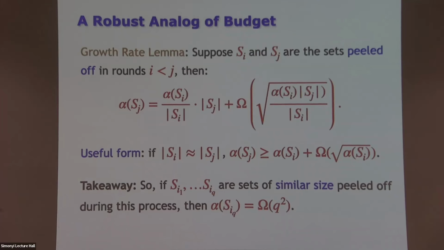Right, so in particular, if we revisit this algorithm from a couple slides ago, and you imagine that you've peeled off sets Si1, Si2, all the way up to Siq, and these are sets of similar sizes, this useful form of the growth rate lemma will tell you that the alpha value of the qth set you peeled off is growing as omega of q squared. There's a quadratic growth in these alpha values when you peel off sets of similar size.